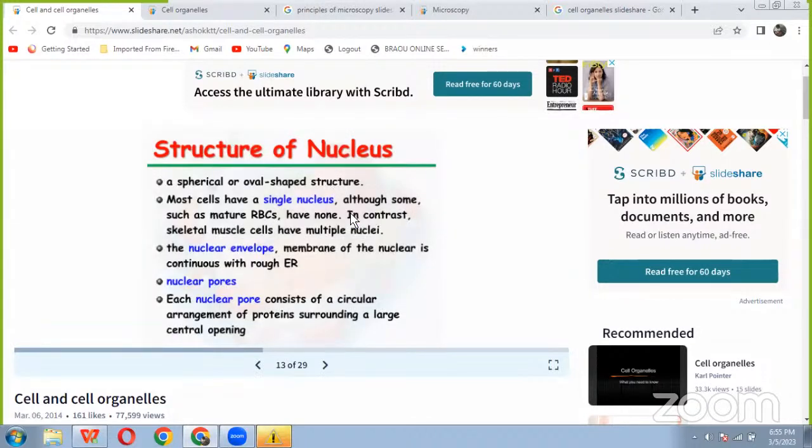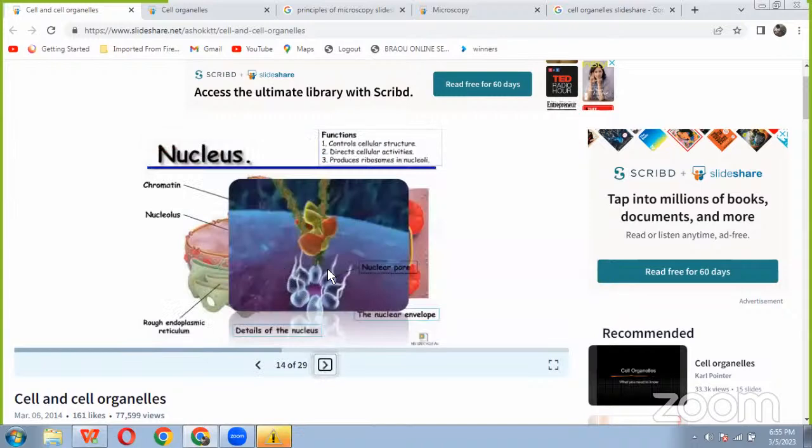These are oval shaped structures. Most of the cells have a single nucleus. Some, such as mature RBCs, differ, and some cells have a number of nuclei. Next one, the nuclear envelope. The membrane of the nucleus is continuous with the rough ER. Nuclear pores are also present in the nucleus. Each nuclear pore consists of a circular arrangement of proteins surrounding a large central opening. These are the nucleus.